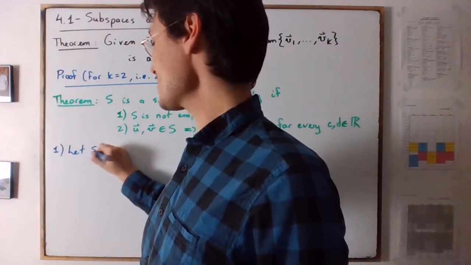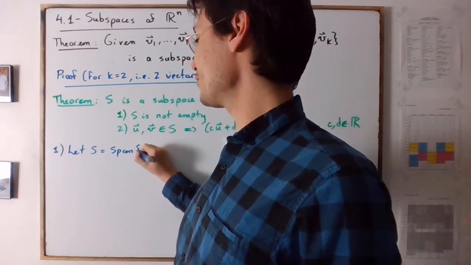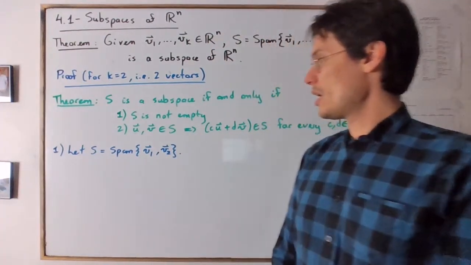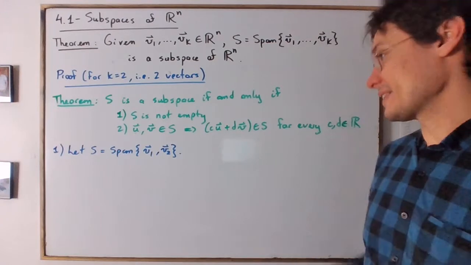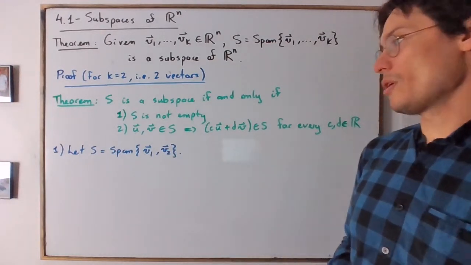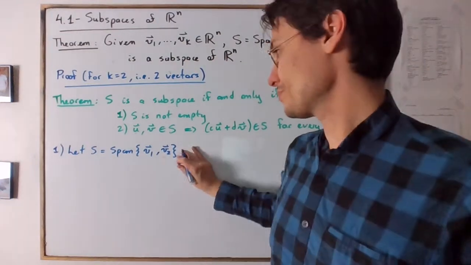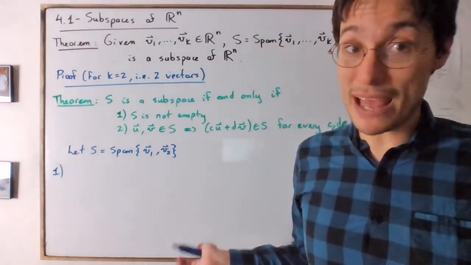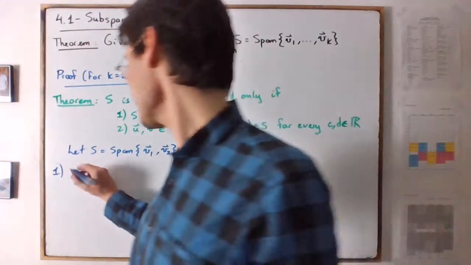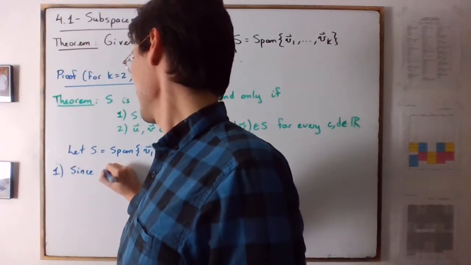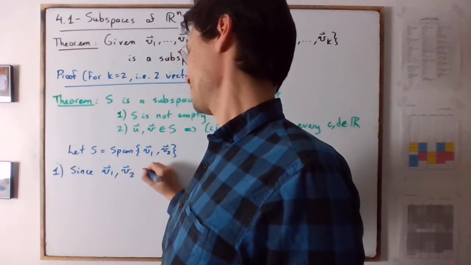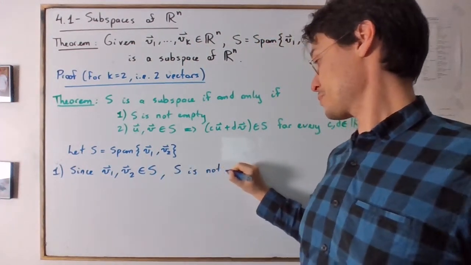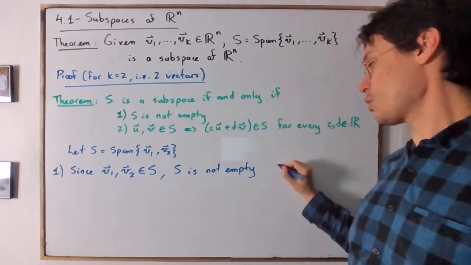Let S be equal to the span of two vectors, V1, V2. So obviously V1 and V2 are elements of S. So S is not empty. So 1 is as easy as that, right? Since V1, V2 are in S, S is not empty. So 1 is verified.